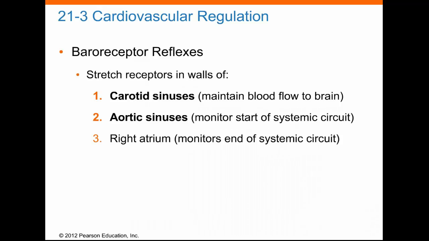So the baroreceptors, the pressure receptors, the stretch receptors are located in the carotid sinuses, and that's the carotid arteries, which are the main blood flow to the brain, and also the aortic sinuses. And the right atrium monitors it at the end of the systemic circulation. So when the blood enters back via the superior and the inferior vena cava, there is a pressure baroreceptor in the right atrium that monitors the blood pressure of that, the pressure of the blood returning.